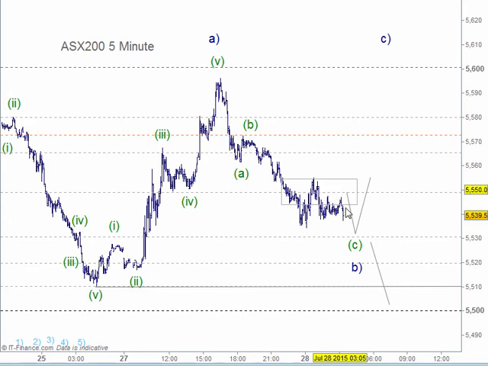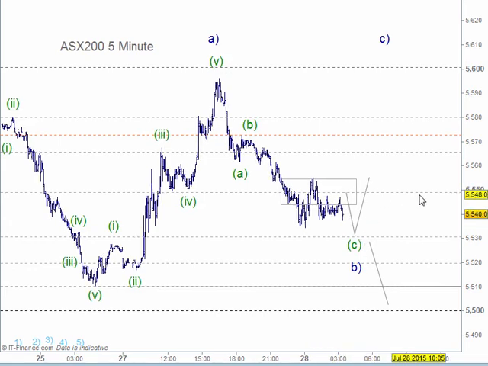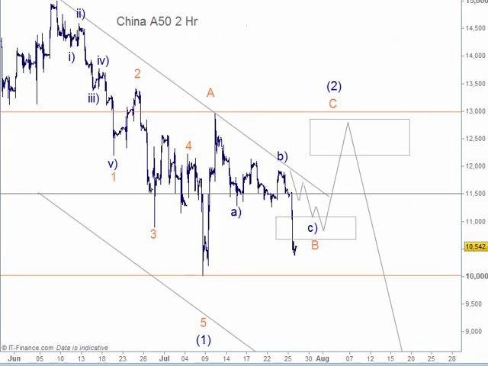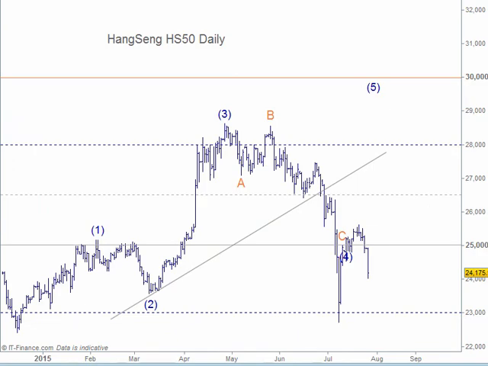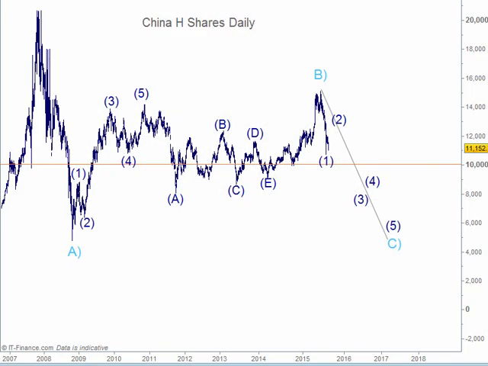Now, if it tests here lower and then starts to find support, you know, if you see strength in the market, then go for it. Do you know what I mean? Like, yeah. So 5.5 would be a place to start with. Okay. So that's the ASX.